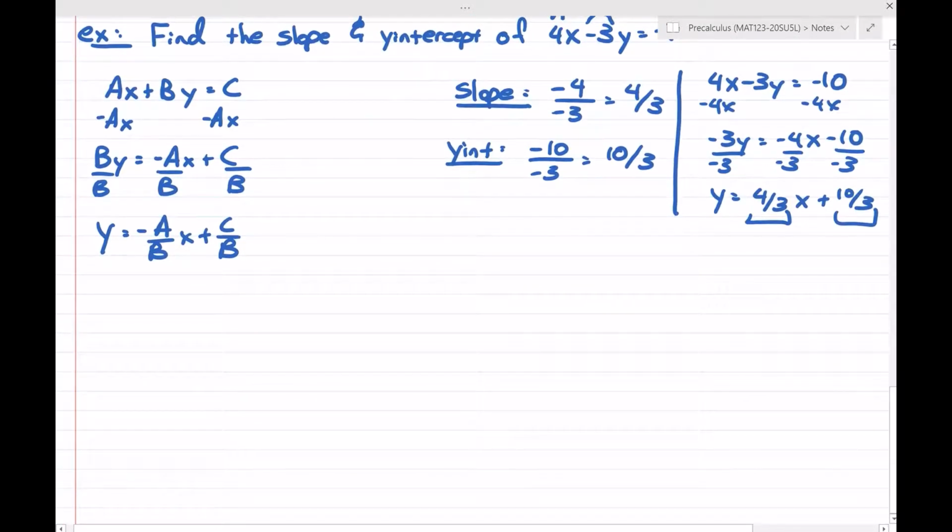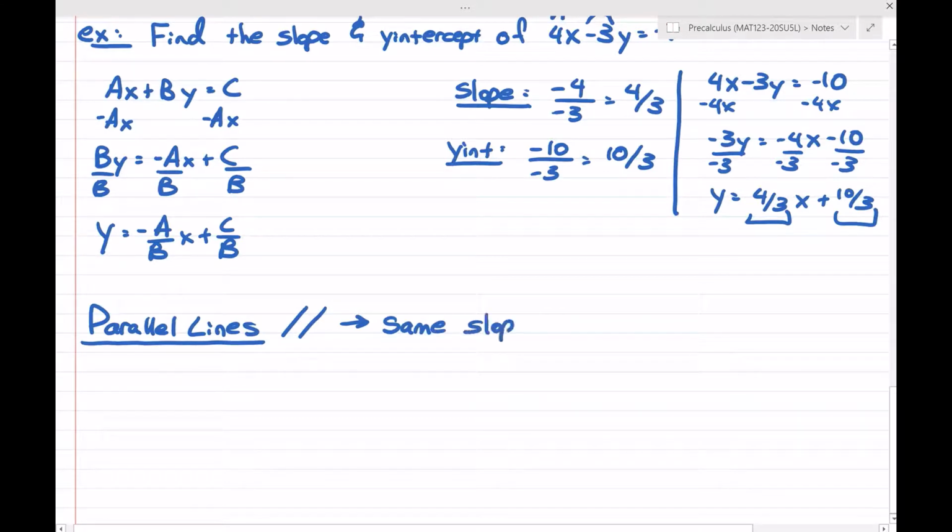Let's move on to parallel and perpendicular lines. Now, parallel lines look like this. Most teachers teach it like railroad tracks. And in order for lines to be parallel, they need to have the same slope. We also have what are called perpendicular lines. Now, perpendicular lines look like an upside down T, or they could be a T like this. Bottom line is they cross at a right angle.